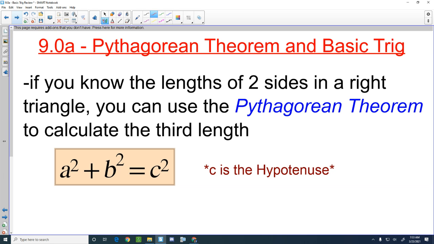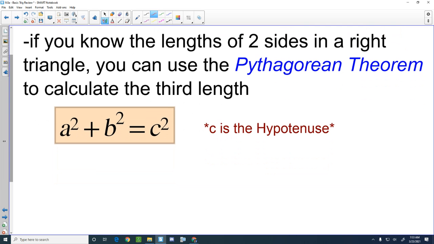So let's start with the Pythagorean theorem. This is one that you've probably heard of even before geometry class last year. If you know the lengths of any two sides in a right triangle, we can use this Pythagorean theorem to calculate its third length. A squared plus b squared equals c squared. A, b, and c just refer to the different lengths of the right triangle. And the only thing that you need to make sure happens is that c is the hypotenuse.